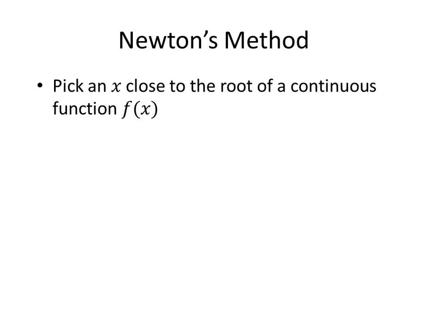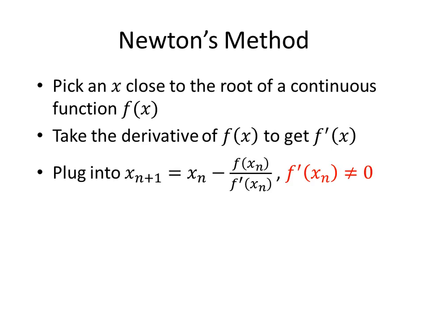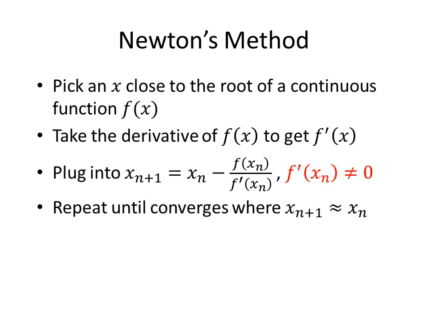Well, Newton's method says to first pick an x that's close to the root of a function, and then also take the derivative of the function to get f prime, and then plug it into this formula of x_{n+1} is equal to x_n minus the function at x_n divided by f prime of x_n. And please make sure that f prime of x_n is not 0, so you don't get a divide by 0 error. Afterwards, you're going to repeat until it converges, where x_n is about the same as x_{n+1}.